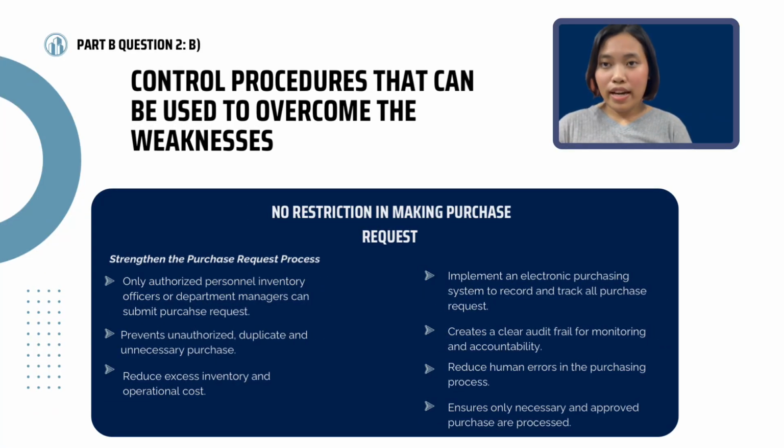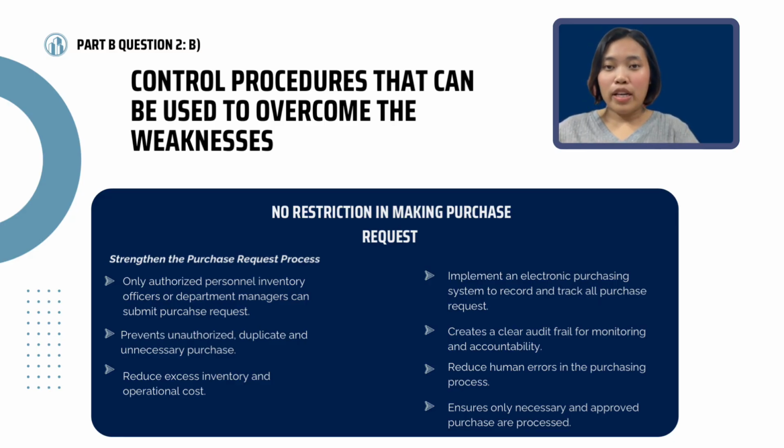Based on the weaknesses identified in the case of Sedat Creek Syndrome Berhad, we have proposed several control procedures to address this issue and strengthen the company's internal control system. The following control procedures are recommended to enhance accountability, ensure compliance with company policies, safeguard company assets, and support a more efficient and reliable procurement process.